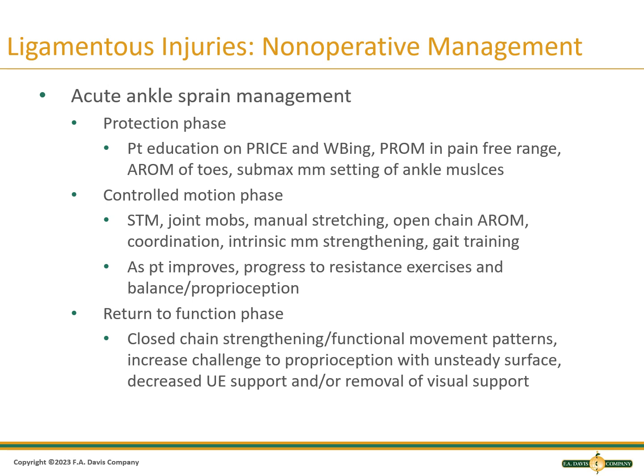As the patient improves, we want to progress to resistance exercises and balance and proprioception, because balance and proprioception are going to be two of our biggest areas of deficit for patients with ankle sprain. Whether that's a single ankle sprain, this is the first time it's happened and their body needs improved proprioceptive training to recover, or it's a chronic ankle instability where this is a recurrent ankle sprain, they need the proprioceptive training for proactive prevention. During our return to function phase with these patients, we want to do closed chain strengthening and functional movement patterns, increasing the challenge to proprioception with unsteady surfaces, decreased upper extremity support, and or removal of visual support.